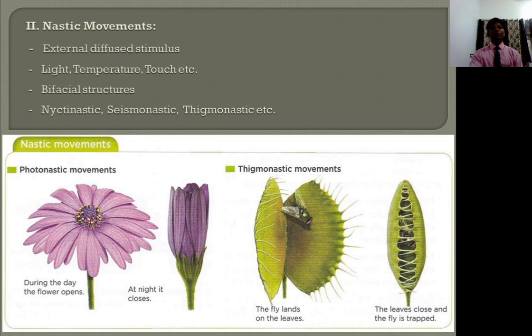These movements are seen in bifacial structures, means those which have two surfaces. For example, leaves, sepals, petals, etc. These movements occur in response to external stimuli like light, temperature, touch, etc. On the basis of these stimuli, these movements are of different types, that is, nyctinastic movements, seismonastic movements, thermonastic movements, etc. Now we will see each one in detail.